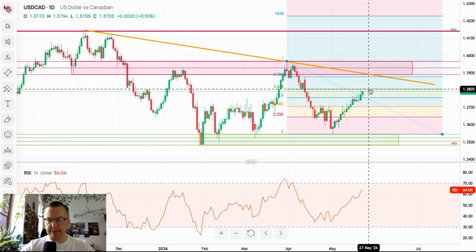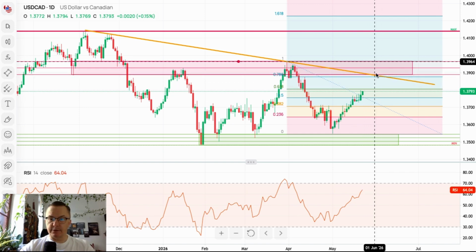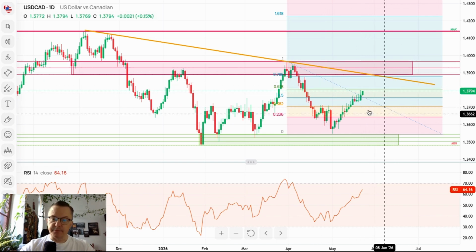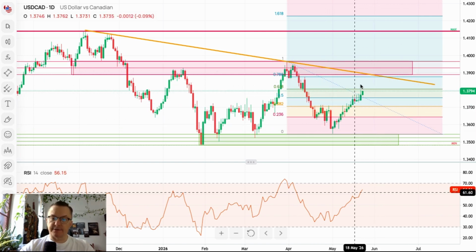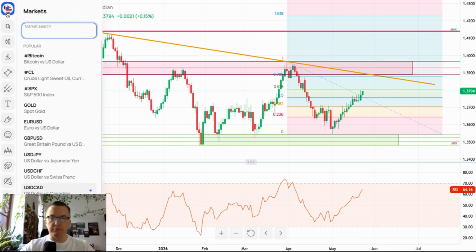The 68% is roughly around 1.3805, right? So if we break above the 61% Fibonacci retracement, then we will enter the very strong supply zone and trendline resistance. If we move lower, then of course momentum should follow the movement to the downside. For now, a bullish outlook is expected.